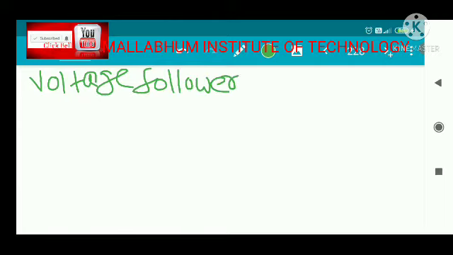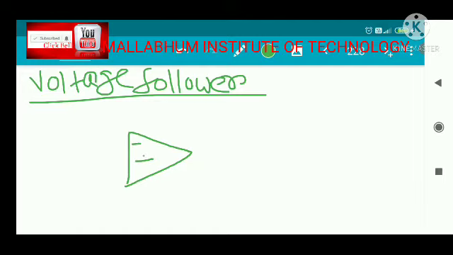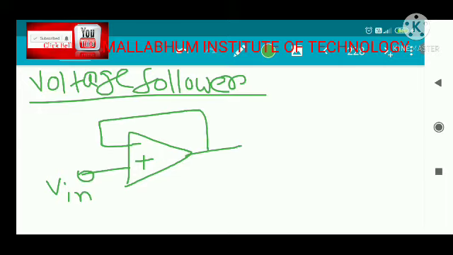Now what is voltage follower? The voltage follower circuit is an application of the non-inverting amplifier. Suppose this is your non-inverting amplifier, and the input given here is Vin. This is short circuited, so this is your circuit. This is clearly a non-inverting amplifier with RF being short circuited.